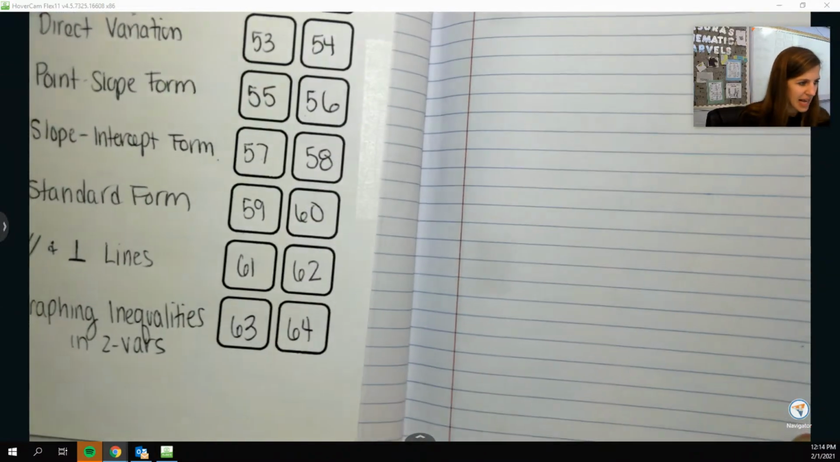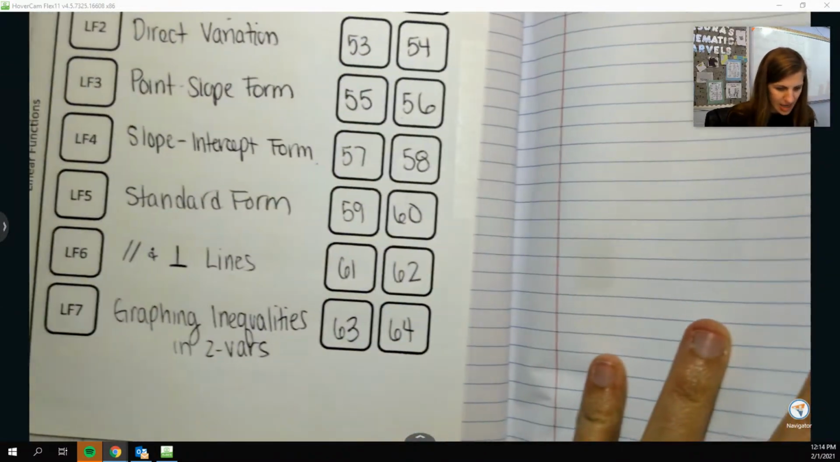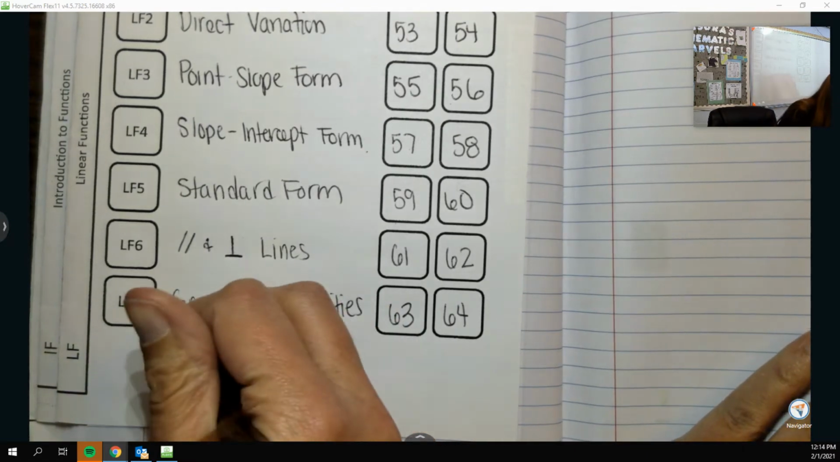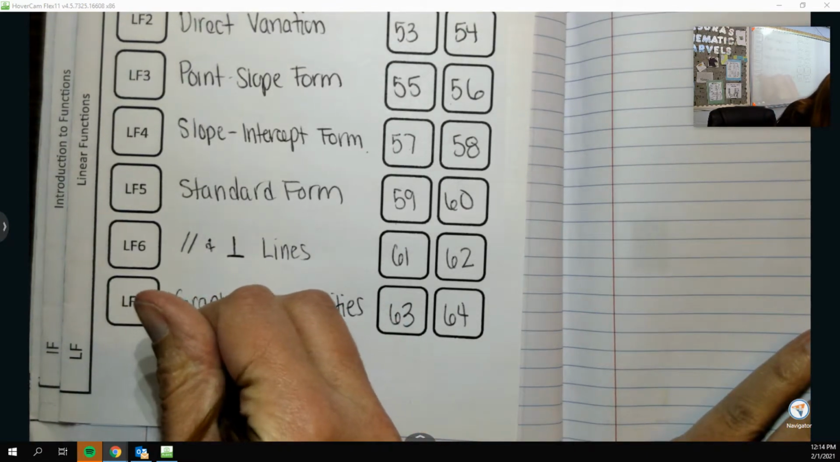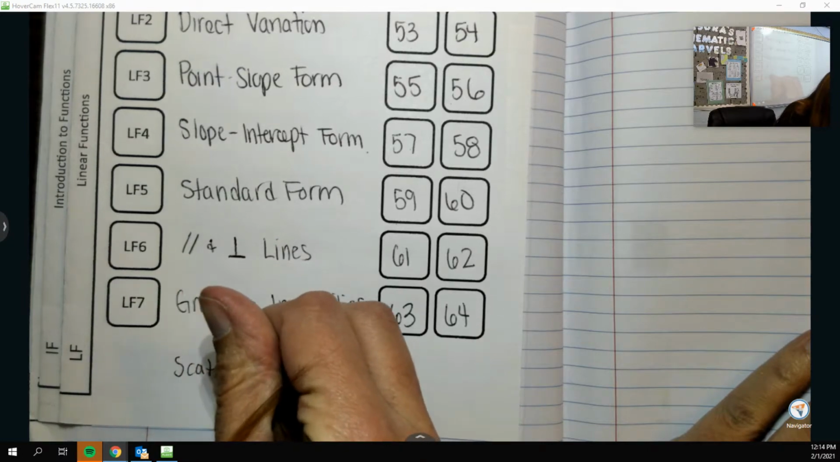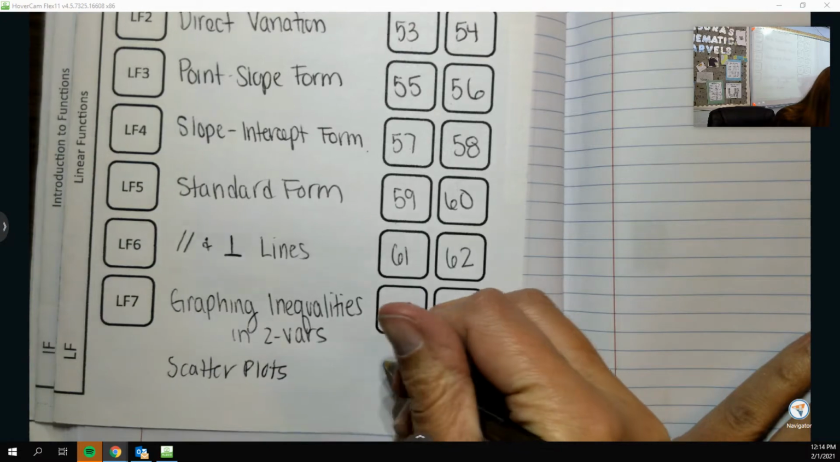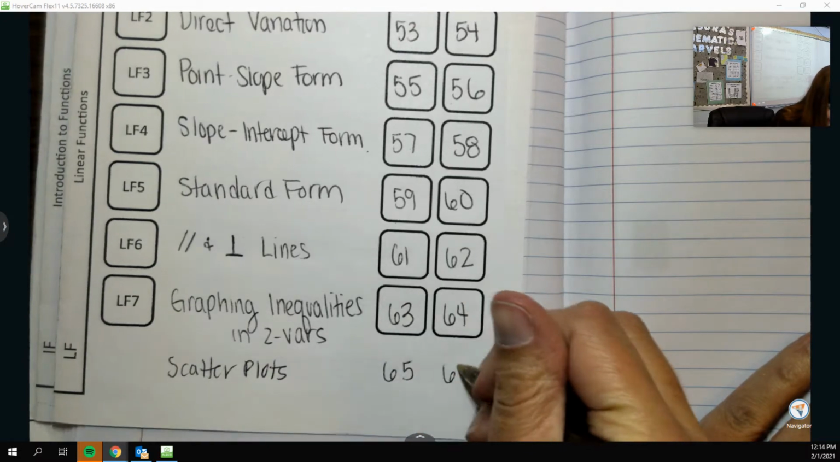All right, guys, we are going to add to our notebooks again. And like I said before, we do have to add a little bit more here. So we're going to talk about scatter plots and lines of best fit. And that's going to be on 65 and 66.